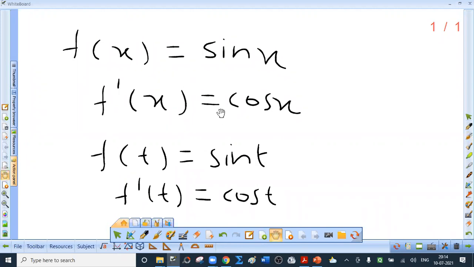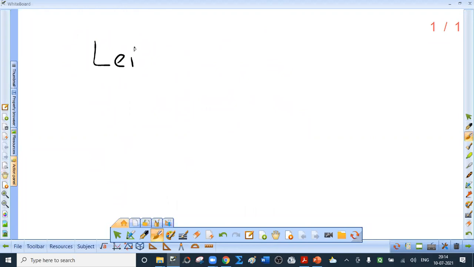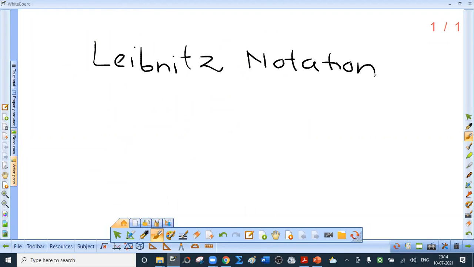Okay. Now this notation is not convenient. Every time we have to say if f of x is sin x, f dash of x is cos x, and for this there is one notation given by this German mathematician Leibniz. So Leibniz notation for derivative. It is interesting and can be understood easily.